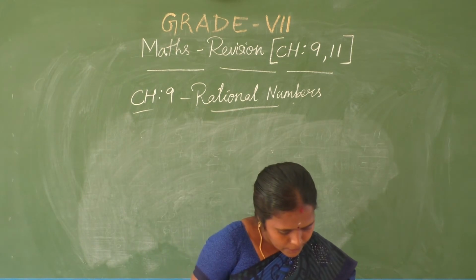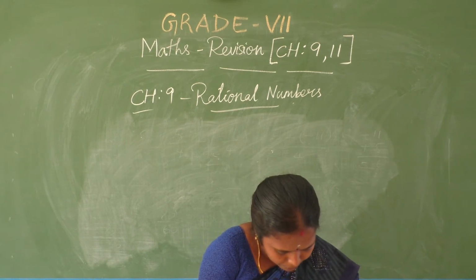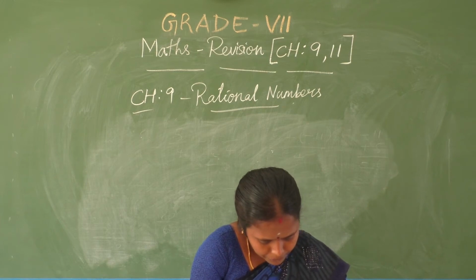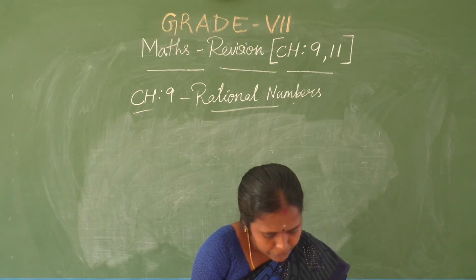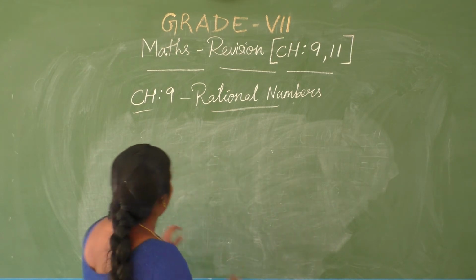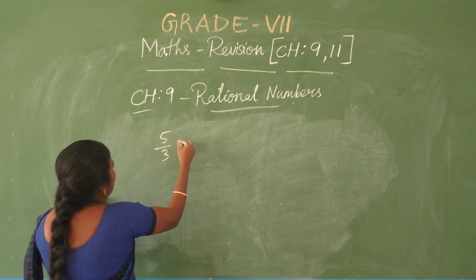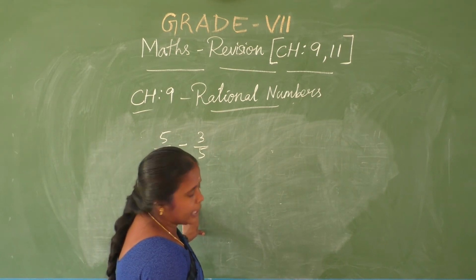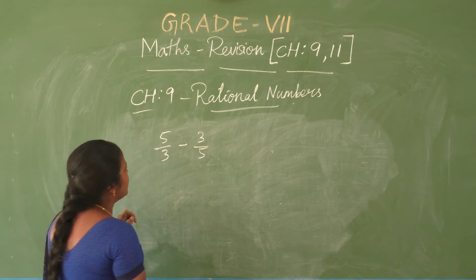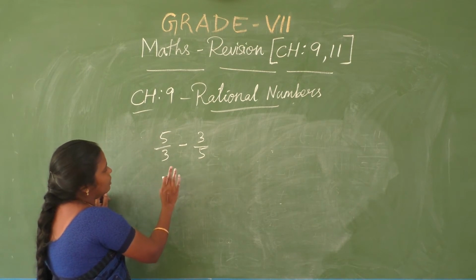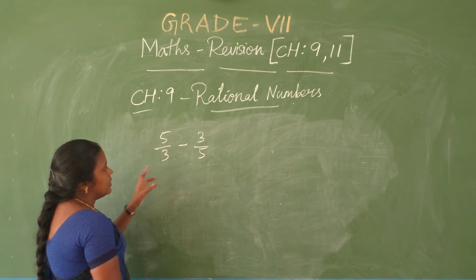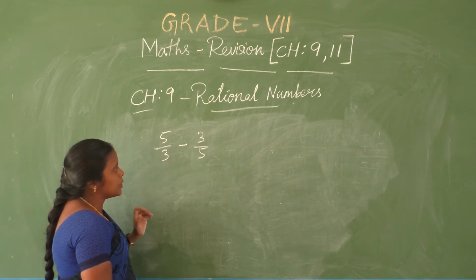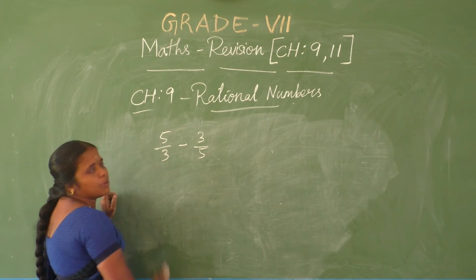Next, subtraction based. 5 by 3 minus 3 by 5. Subtract 5 by 3 minus 3 by 5. What to do here? Think about the fractions. Different denominators. So what to do? Unlike question, no. You have to find the LCM of the denominators.